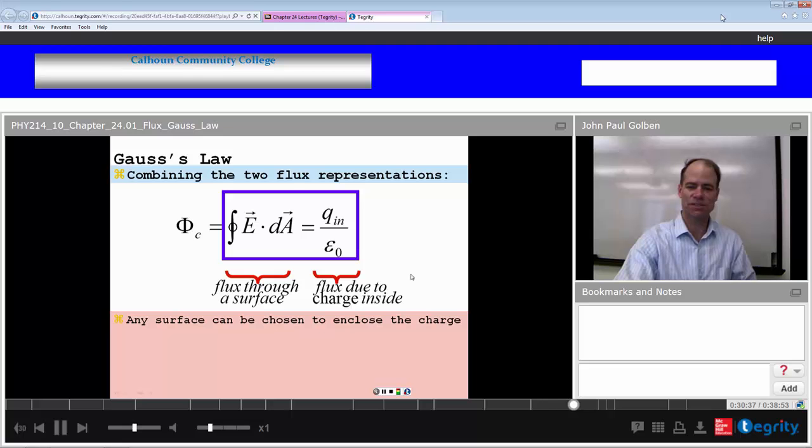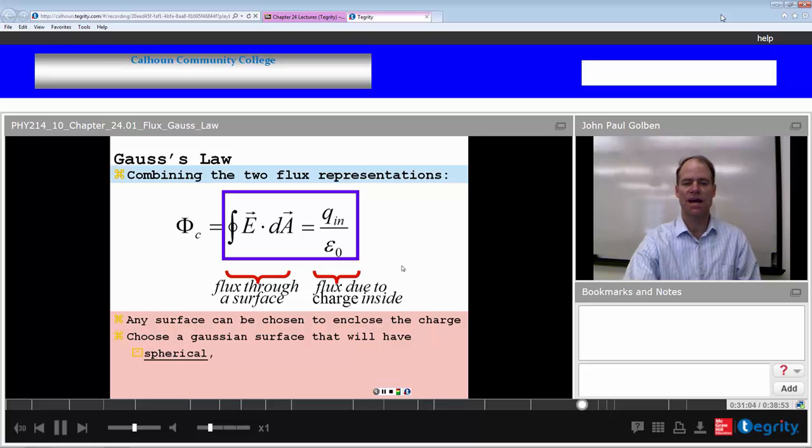Any surface can be chosen to enclose this charge. You can choose any surface. We saw it didn't matter what surface you use to enclose the charge. So we're going to find a surface that makes the calculation, especially of this integral, easier. In other words, we're going to choose a surface that has symmetry that will allow us to calculate E dot dA over that surface so that we can use this law in the simplest way possible.